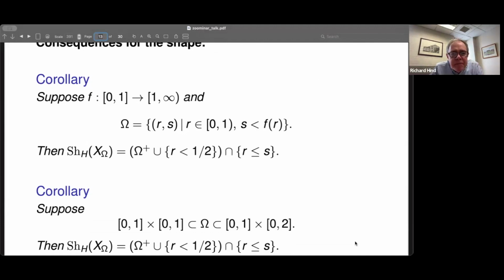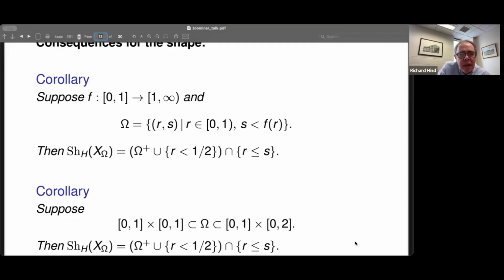All right, so it's right. So f is a function. I need to, okay, we'll come back to that. I need to assume that f takes values bigger than 1. Anyway, it's a function on the interval. Omega is the area under the graph. Then it turns out the shape is exactly this symmetrized moment image together with a strip of width 1/2.